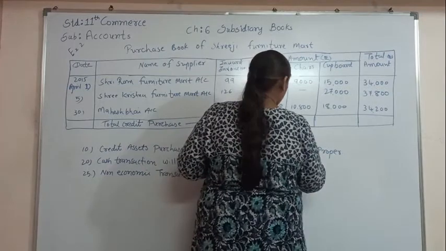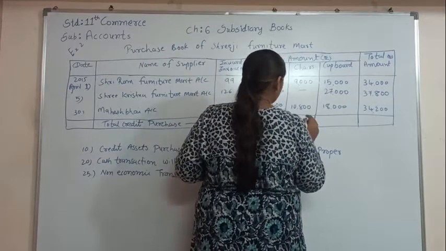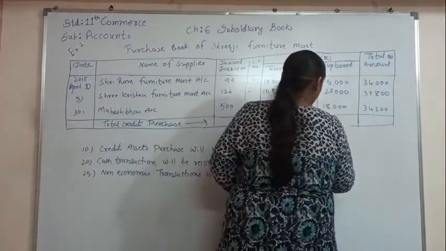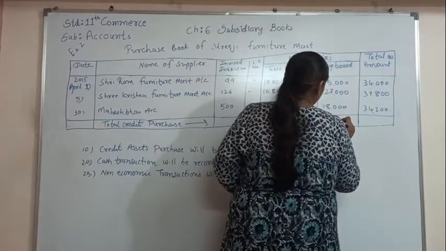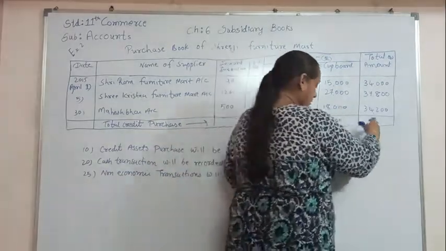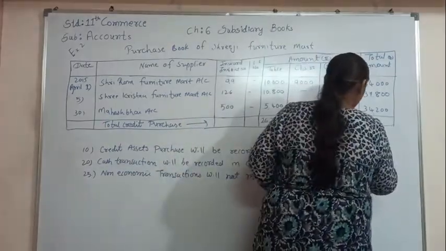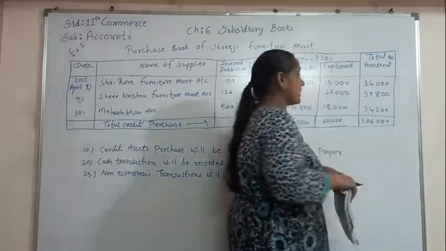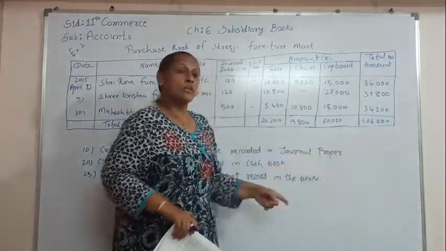Then 19,800. That is the total credit purchase of chair. And this will be 60,000. That is the total credit purchase of cupboard. And the total of that will be 1,06,000. So that is the total credit purchase of the goods during this month.